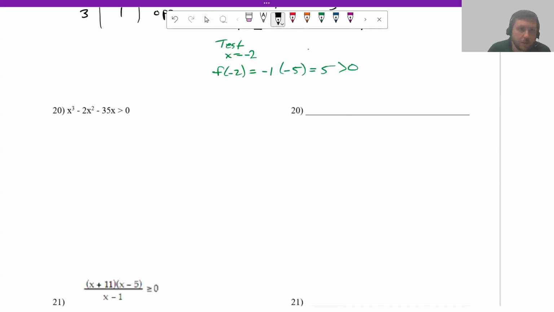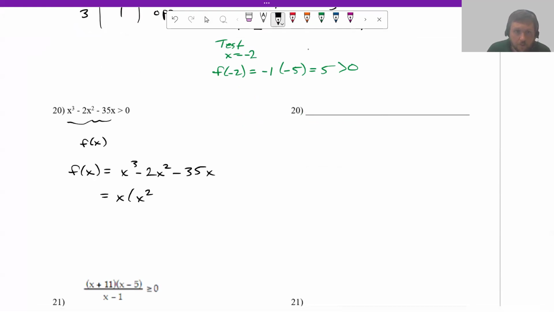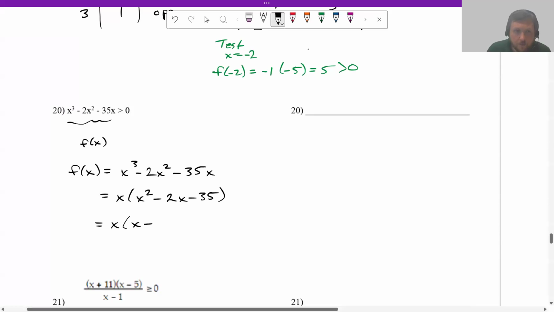x cubed minus 2x squared minus 35x greater than 0. Well, that's f of x. So we have f of x is x cubed minus 2x squared minus 35x. We can factor out an x, and then we have x times x squared minus 2x minus 35. And I can see that that factors to x minus 7 times x plus 5.